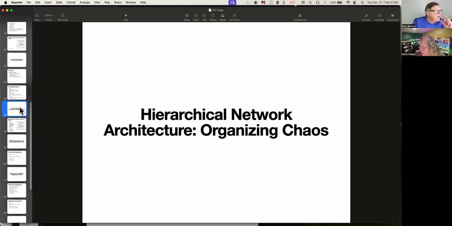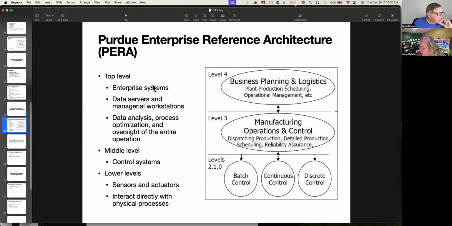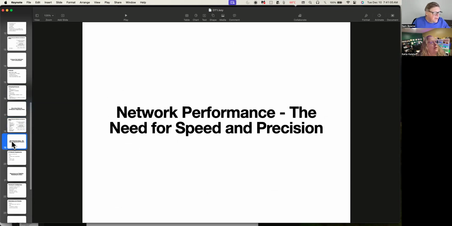So the network architecture, at the top level, you have enterprise systems, data analysis, process optimization, and oversight of the entire operation. Here you have control systems, and down here are the sensors and actuators at the low level that directly interact with the equipment.